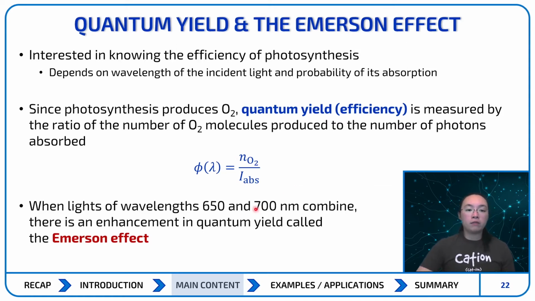When lights of wavelength 650 and 700 nanometers combine, there is an enhancement in the quantum yield, and that we just deem the Emerson effect. So the take-home message is that your quantum yield is going to depend on your wavelength.